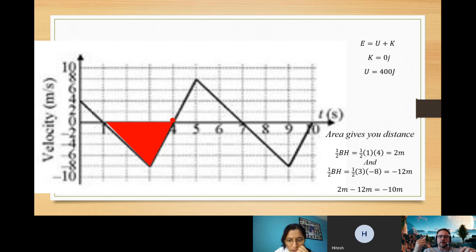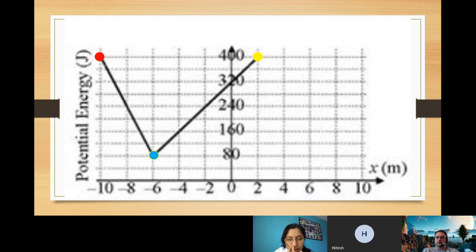It asked for 3 points. You had to explain how you got them and explain about them. Now, if you want to look at what the graph looks like, it looks like this, right? This is my function graph of potential energy. There is my first point right there, 400 joules, 2 meters. We got that one. There is my second point, -6, 80 joules. We got that one. And there's the point we just did, which is -10 and 0.